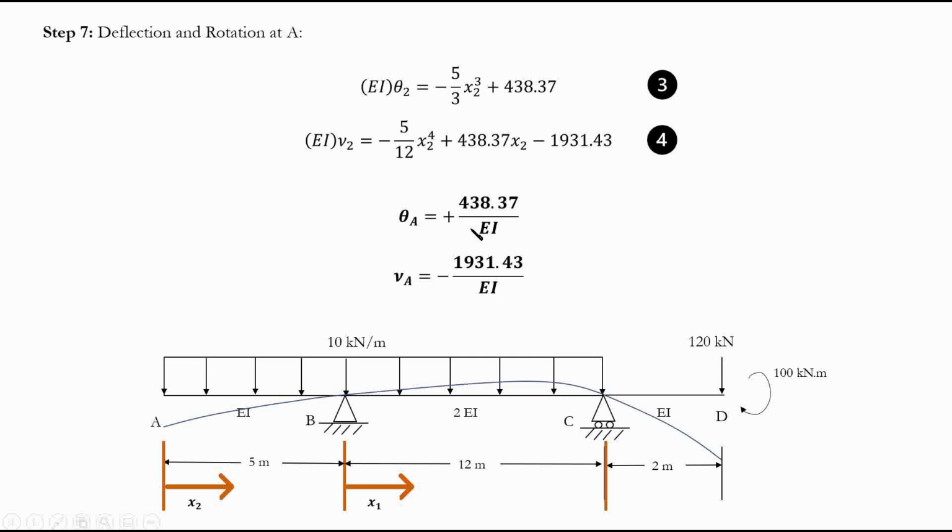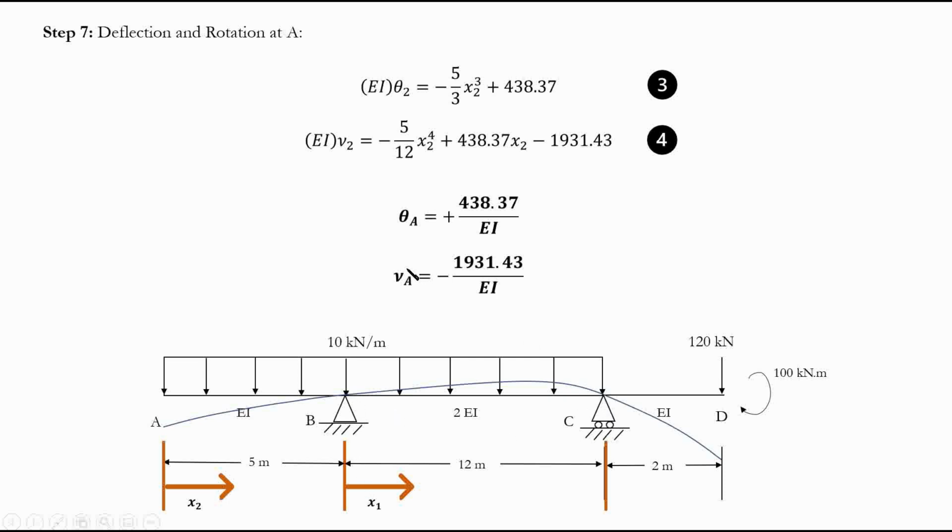Again, let's recap. What did we do? The first step, find the reactions. Next step, deal with the simply supported portion BC. For that, what are our compatibility conditions? Here the deflection is 0, and here the deflection is 0. At x1 equals 0, the deflection is 0. At x1 equals 12, the deflection is 0.